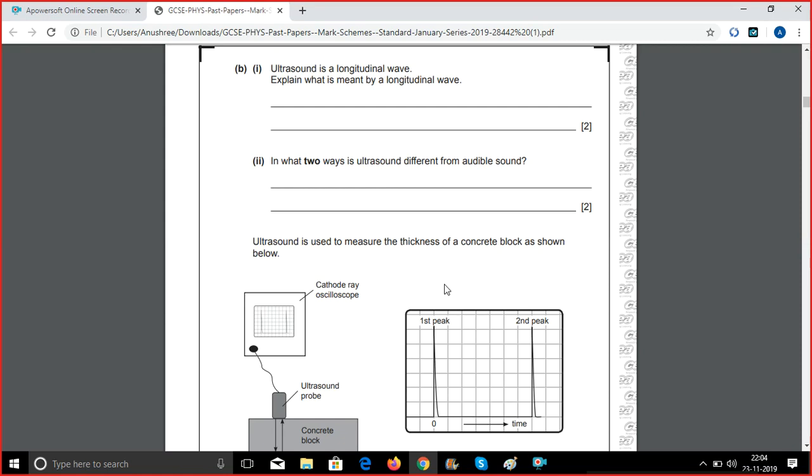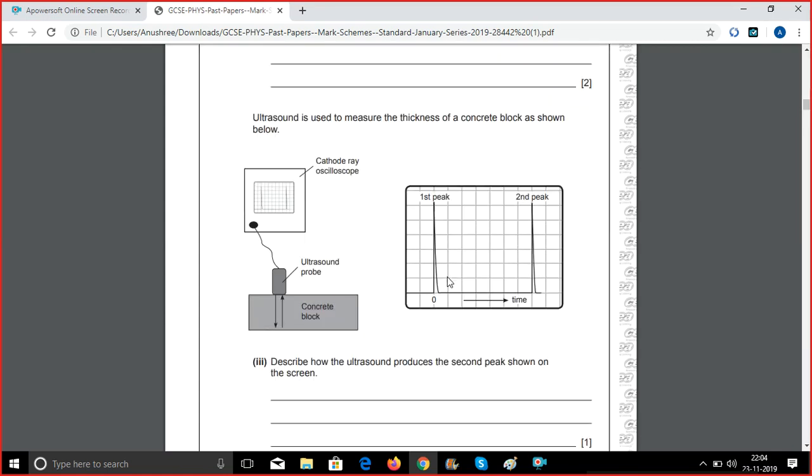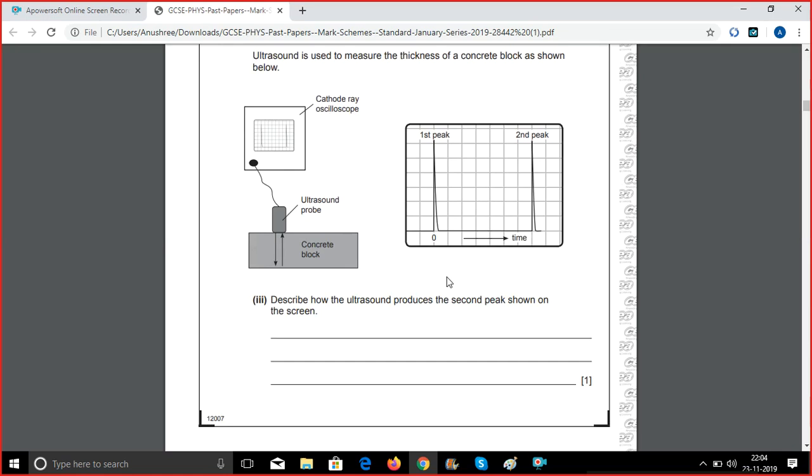Now the next one. Ultrasound is used to measure the thickness of a concrete block as shown below. Describe how the ultrasound produces the sound peak shown on the screen. So the first peak is right before it penetrates the concrete block, and the second peak is after it comes out of the other end of the concrete block.